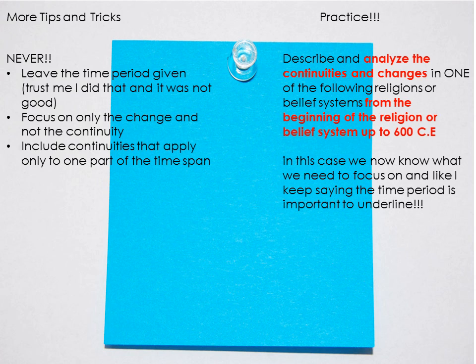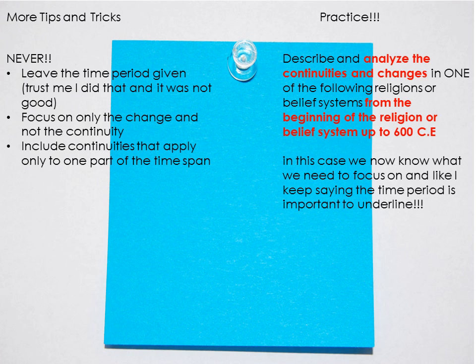So like they'll give you a list of belief systems. I didn't put them, I forgot when I was typing this up. But like they'll give you Hinduism or Buddhism and they'll give you a certain time frame that you stay with. So you pick one of them, mention how they stayed the same, how they changed from the beginning of when the religion started up until 600 CE.